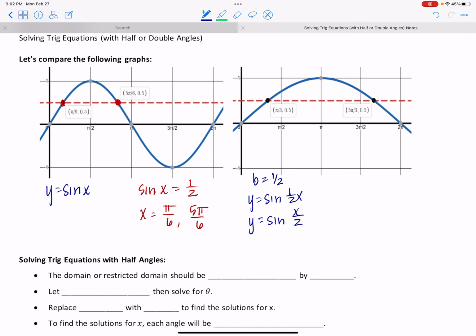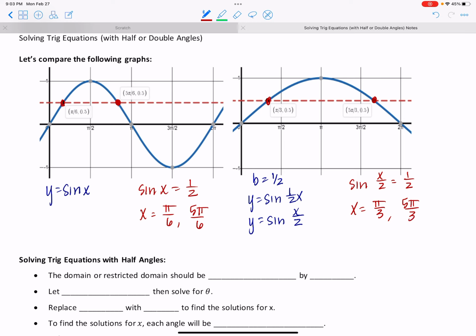Now, again, if I wanted to solve this graphically, this is really simple. If I wanted to see where the sine of my half angle is going to be equal to 1/2, I graph the half angle in blue, and I graph y equals 1/2 in red. I find the two intersections, and very clearly I see that my angle is going to be pi over 3, and my second angle is going to be 5 pi over 3.